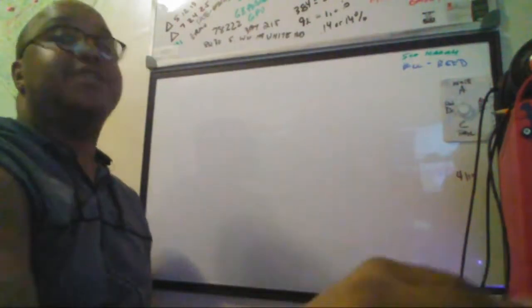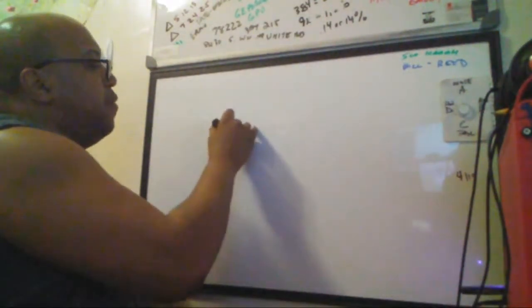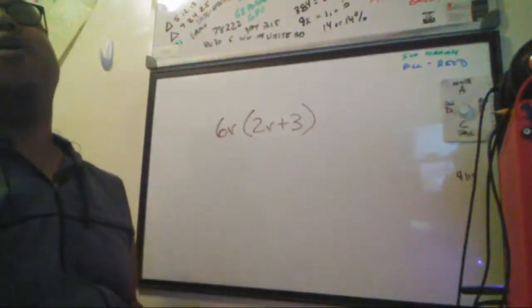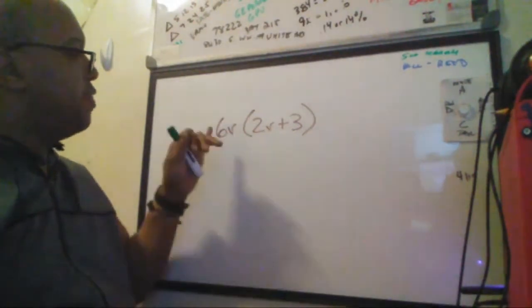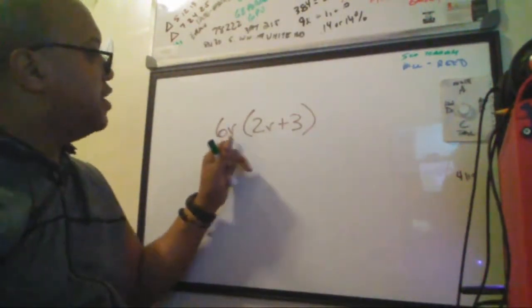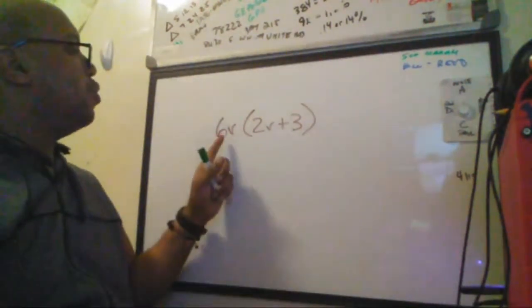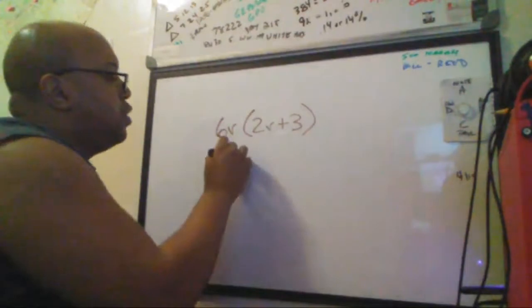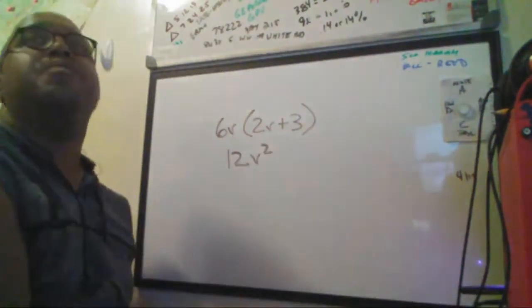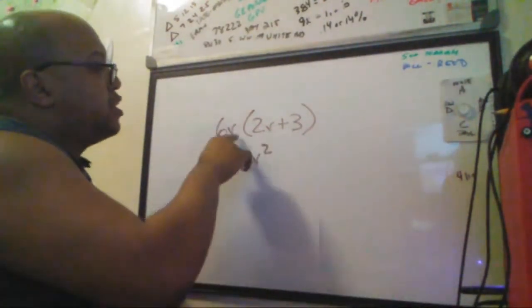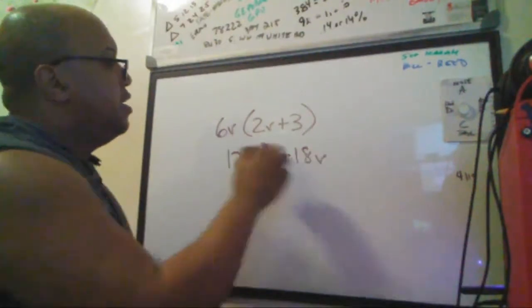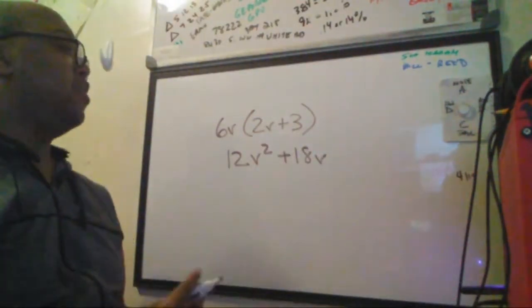So in this particular case, we have 6v, and in parentheses, we have 2v plus 3. In this situation, the 6v is going to be distributed, which means 6v is going to be multiplied by 2v, and 6v is going to be multiplied by positive 3. So 6v times 2v is actually going to be 12, because 6 times 2 is 12, and v times v is v squared. Then the 6v is going to be multiplied by the 3, and 6v times 3 is 18v, and that's basically your final answer.